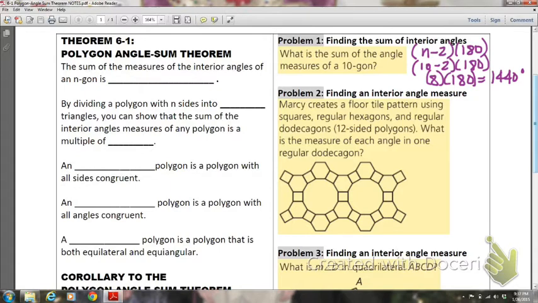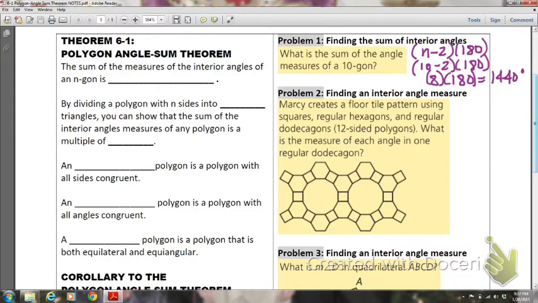In problem 2, you're finding an interior angle measure. Here Marcy creates a floor tile pattern using squares, regular hexagons, and regular dodecagons. If you remember, a dodecagon is a 12-sided polygon. So what is the measure of each angle in one regular dodecagon? So we just want the measure of one angle. So we're going to take the sum of the measures of the angles inside the dodecagon and then divide it by the number of angles, which is 12.